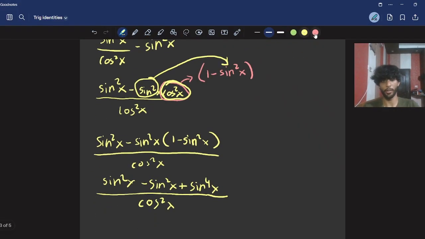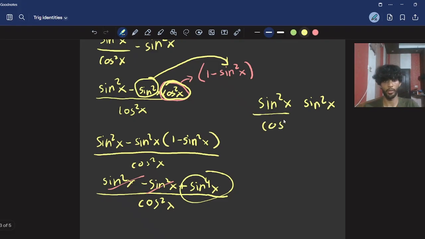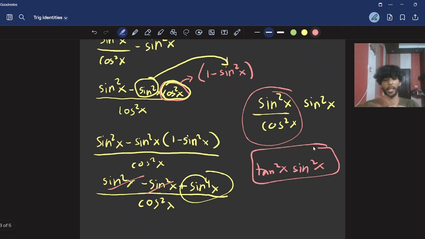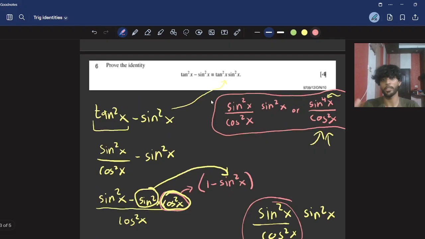So I'm still simplifying. Cancel, cancel. I can write this thing differently. I can write this as sine squared x times sine squared x over cosine squared x. And I can turn all of this into tan. I'll get tan squared x times sine squared x. See? Simple as that. Again, I didn't know how to solve this beforehand. I had no idea how I was going to turn this into the final form. But you just keep on applying the steps, keep on simplifying, keep on comparing, repeat the process, you will eventually get there.